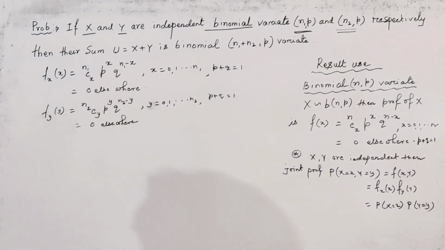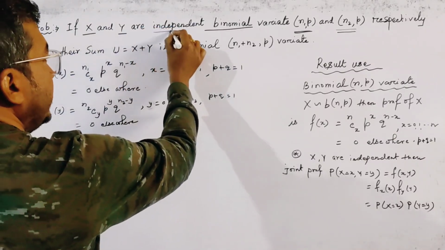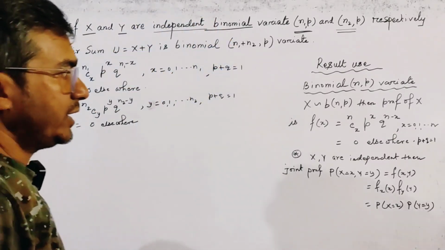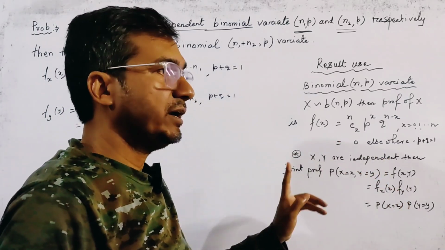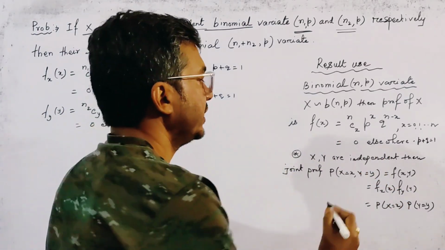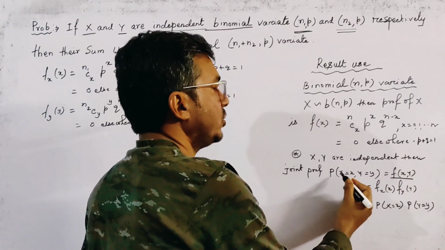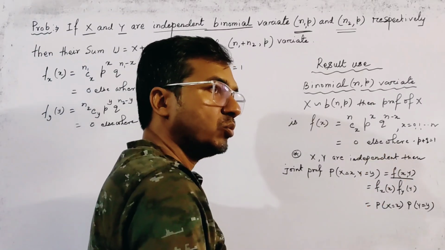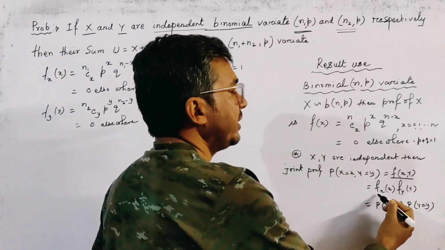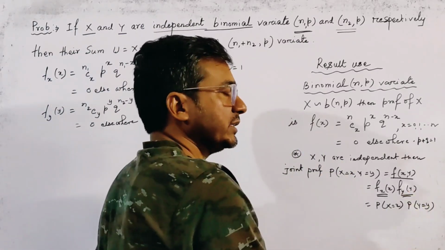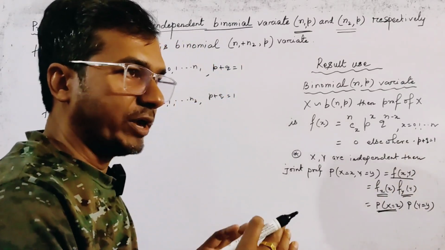Okay, now here it is also said that x and y are independent, and if x and y are independent, then the joint PMF f(x,y), which is defined by the probability of X equal to x and Y equal to y, is given by f_X(x) into f_Y(y). That is, the PMF of x into the PMF of y.